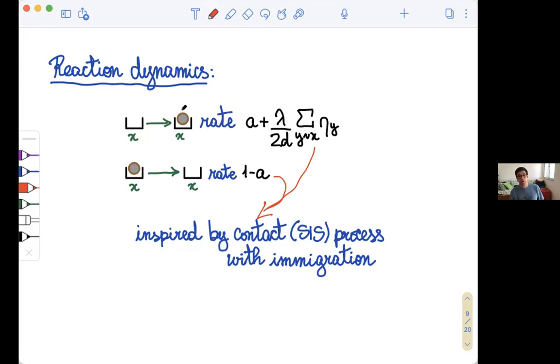Of course, maybe putting a and 1 minus a is not completely realistic, but the point is that by a time change, you can actually change that constant there. It's not very important. And the point is that this is just an example. It can be done for more general types of reaction dynamics, but these rates are simple enough. So that's a good thing. And they are inspired by the contact process with immigration, or also the SIS model with immigration.